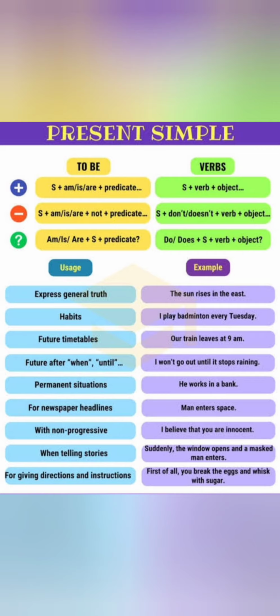We will use simple present tense for expressing general truth. For example, the sun rises in the east. So it is a general truth. Okay, so look at the sentence.